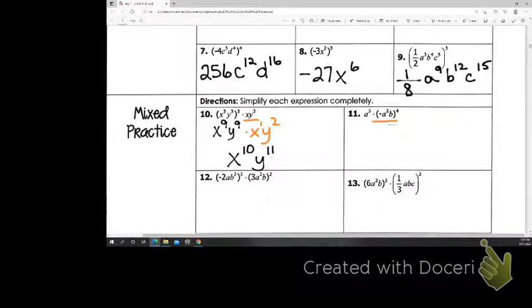Now that negative sign is like a -1. If a negative is to an even power, it's going to become positive. So I don't have to write +1, but the negative sign is now gone. And then 2 times 4 is 8, and 1 times 4 is 4. And then that is going to get together with that a to the 3rd to make a to the 11th. B is just going to stay b to the 4th. But the negative sign is no longer there.